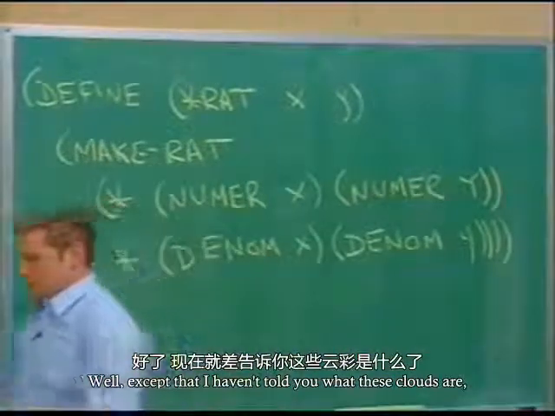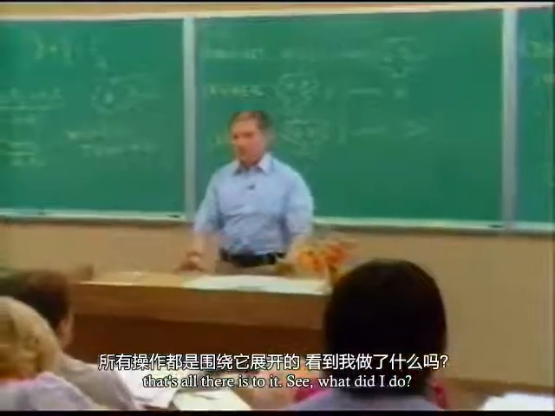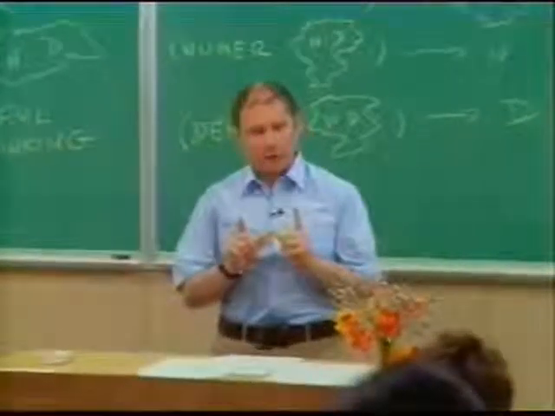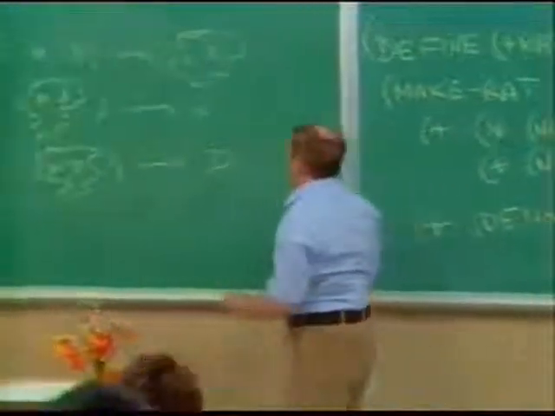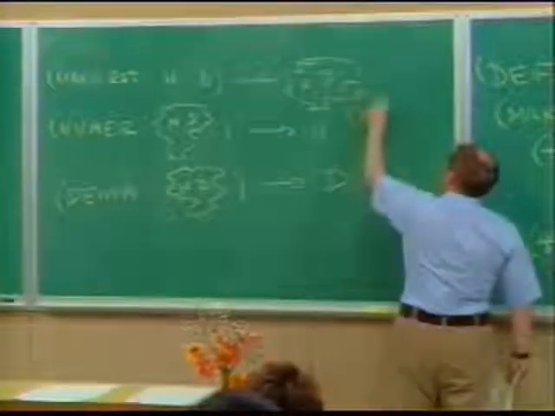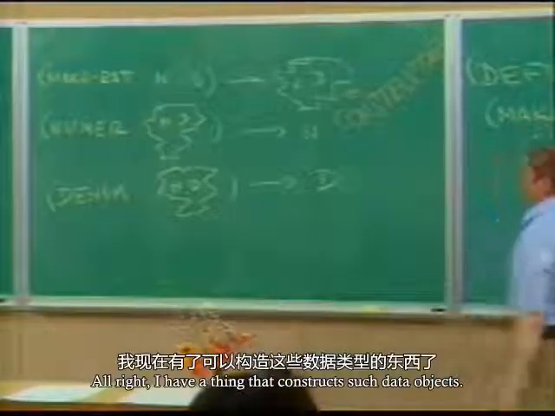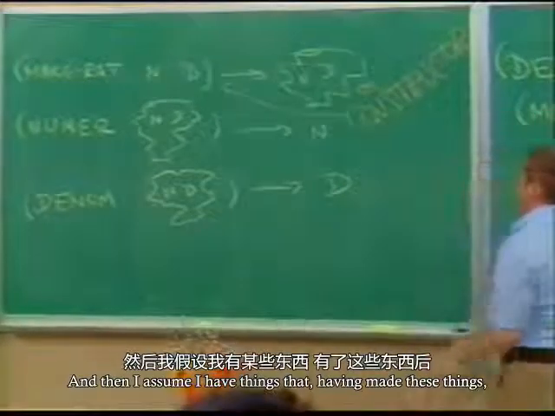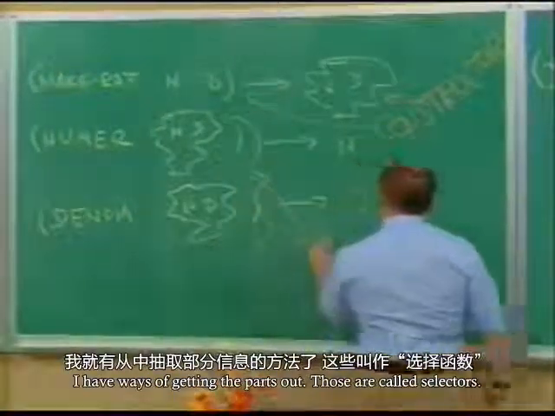Okay. Well, except that I haven't told you what these clouds are, that's all there is to it. See, what did I do? I assumed by wishful thinking that I had a new kind of data object. And in particular, I assumed I had ways of creating these data objects. makeRat creates one of these things. This is called a constructor. I had a thing that constructs such data objects. And then I assume I have things that, having made these things, I have ways of getting the parts out. Those are called selectors.